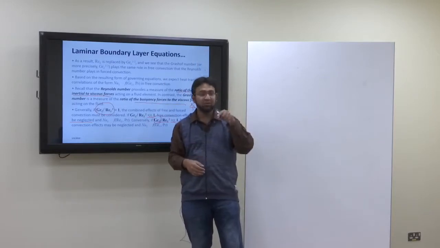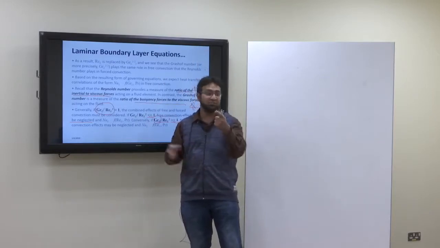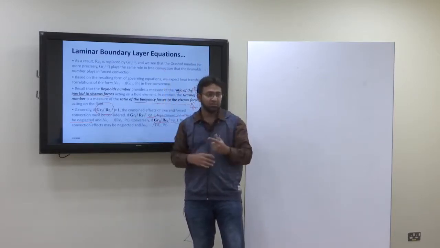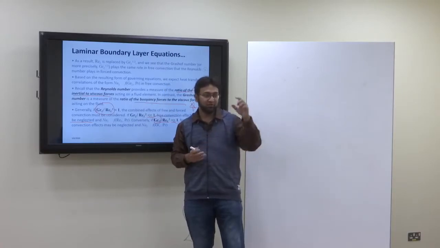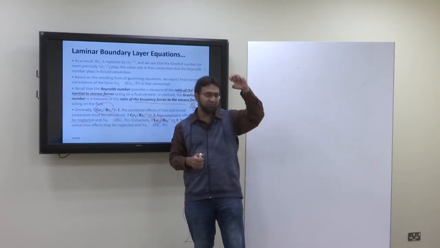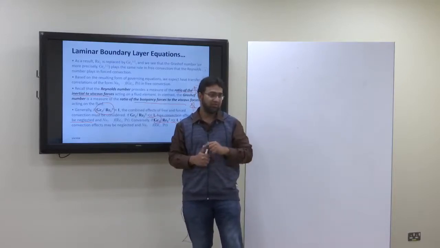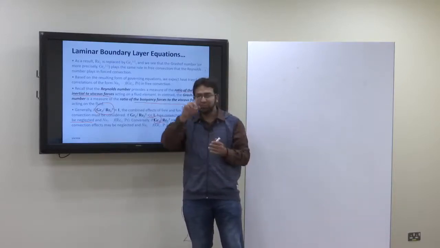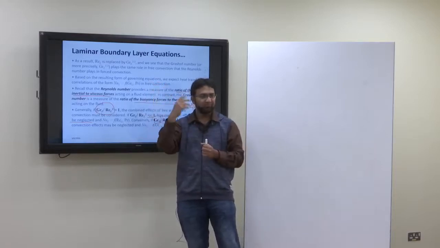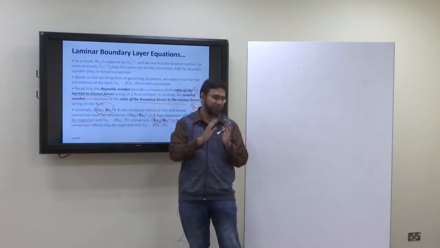If Gr divided by Reynolds number squared is much larger than 1, much higher, that means the Grashof number effect is significant. So now we have to consider it as free convection. Otherwise, it is forced convection. And if it is approximately equal to 1, then it is a combined effect.